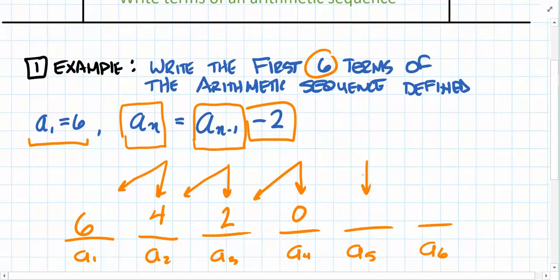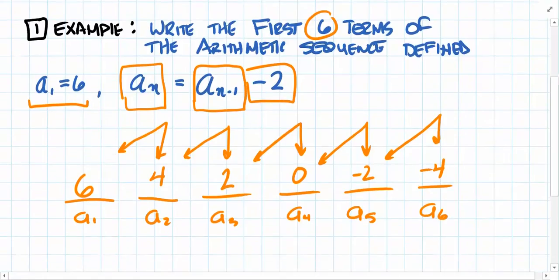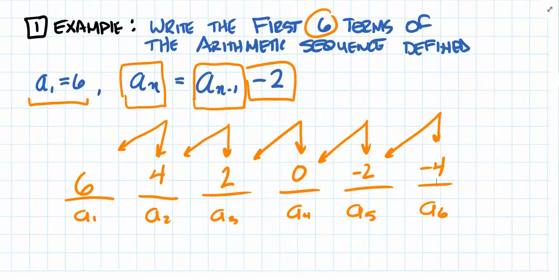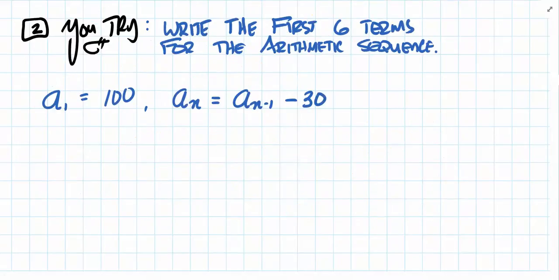To get this term, I would look at the previous term. 0 minus 2 is negative 2. And lastly, to get that term, I'd look at the previous term and subtract 2. So negative 2 minus 2 is negative 4. So therefore, the first 6 terms of the sequence are 6, 4, 2, 0, negative 2, and then finally negative 4.